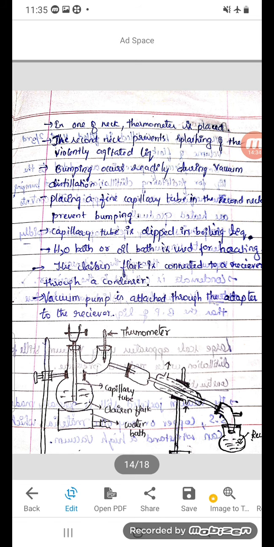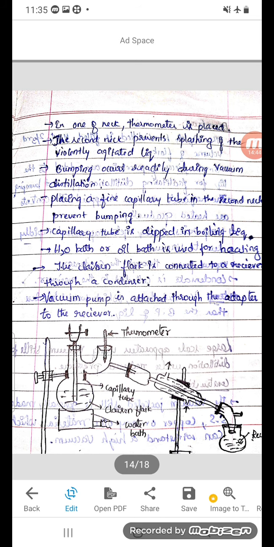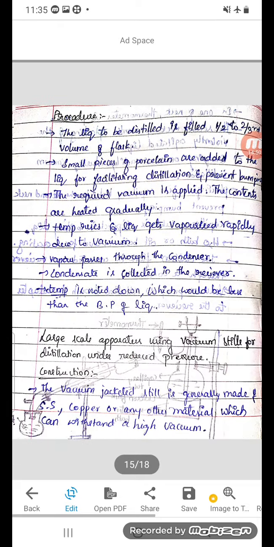The required vacuum is applied and the contents are heated gradually, which means the liquid starts to boil below its boiling point only. Then it is converted into vapors, then it goes to the condenser, and it will be collected in the receiver.